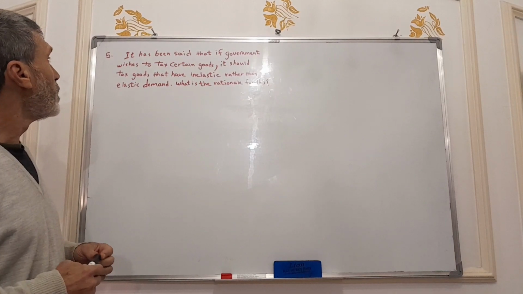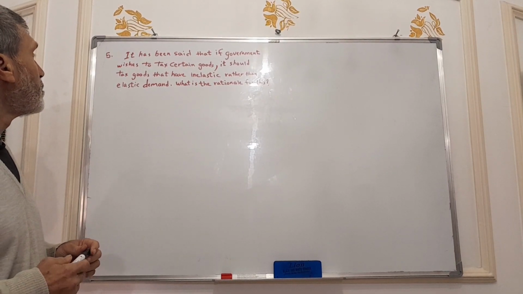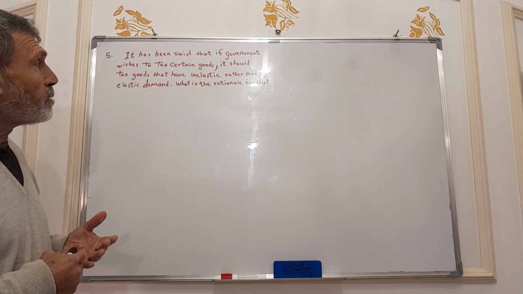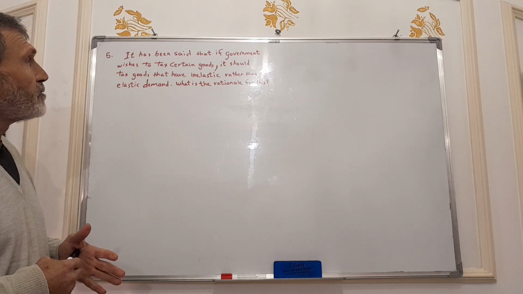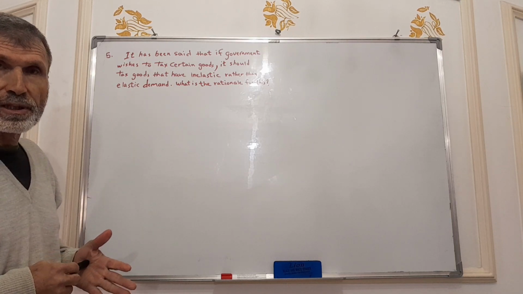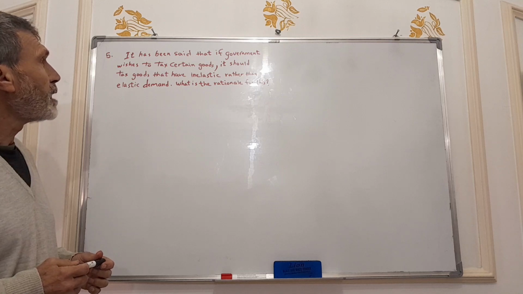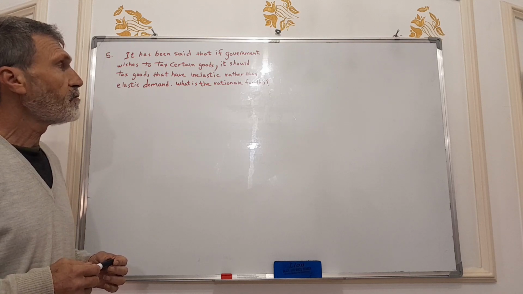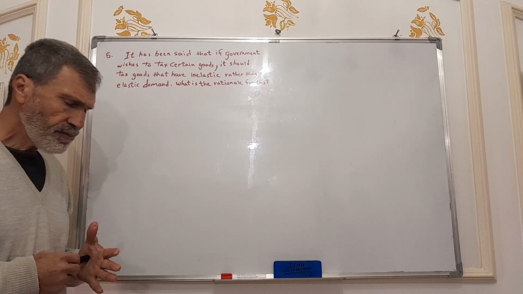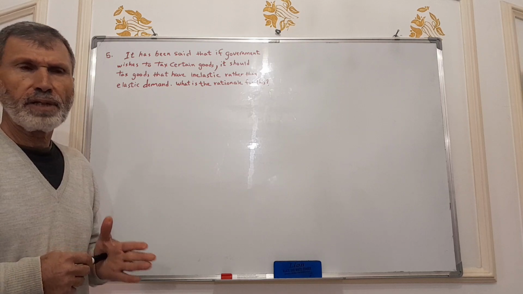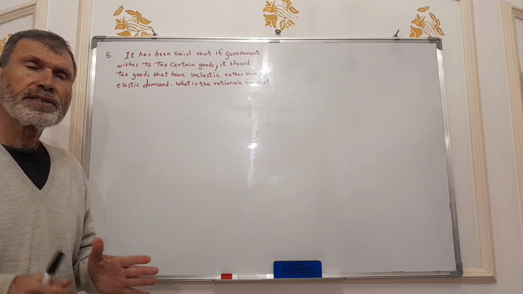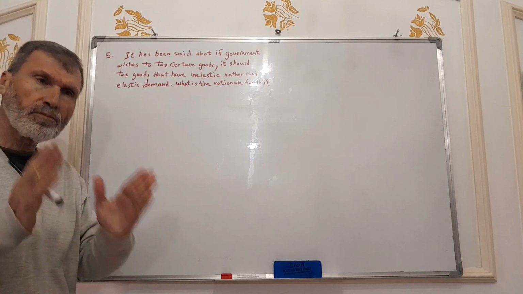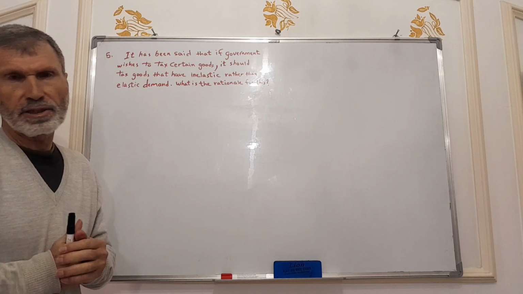Okay, now we move to solve problem 5. Problem 5 is a wordy problem. It says it has been said that if the government wishes to tax certain goods, it should tax goods that have inelastic rather than elastic demand. What is the rationale for this? Of course, the answer to this question basically depends on the government's motives or objectives for taxing these goods.